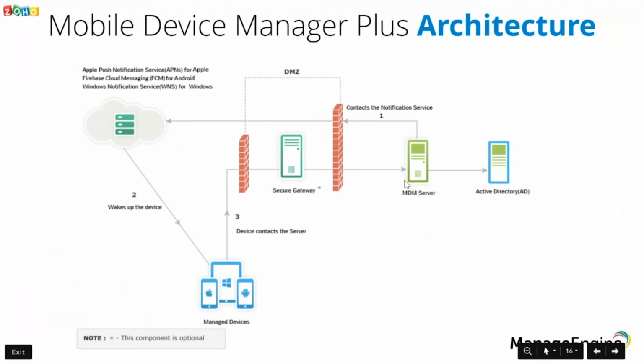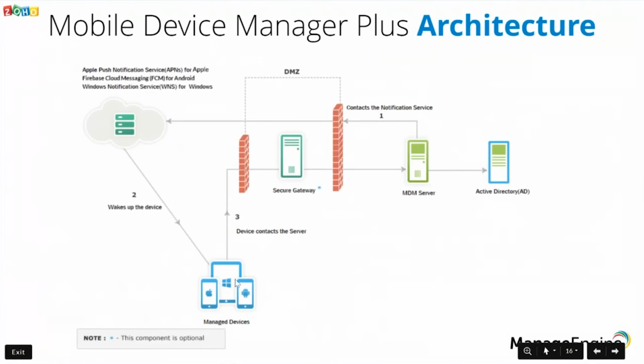So let me give you an example. Let's say I am trying to execute a restriction on the device. I'm applying the restriction from the MDM server. The notification service will contact the device, and once the command gets applied on the device, it will report back to the MDM server to let the server know that the command has been successful. So this is how all the actions work.